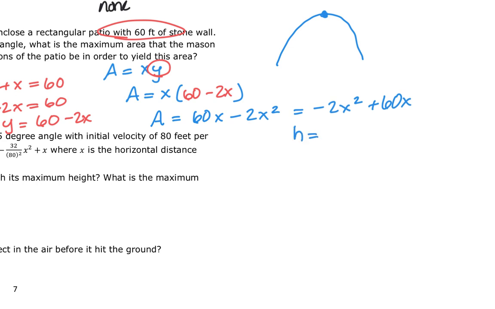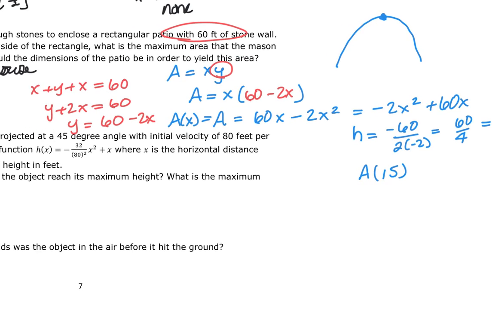So h is equal to negative b, which is negative 60, over 2 multiplied by a, which is negative 2. So I have 60 divided by 4, and that is 15. So when x is equal to 15, I know what the max area is. So A of 15, because this really is a function of x only here, is going to give it to me. However, I can go back to here and just put it in right there, right?